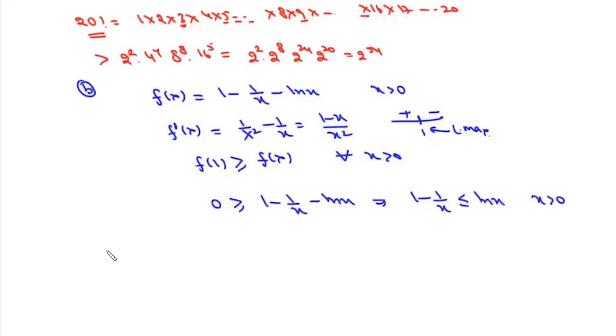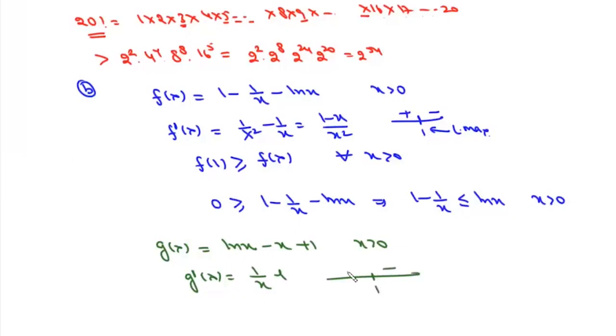And for the other one, we'll assume another function, say g(x), which is log x minus x plus 1 when x is greater than 0. Again we'll find g dash x, which is 1 by x minus 1, and again we'll have a maxima at 1. So for this function also, g(1) will be greater than or equal to g(x), and g(1) here is 0. So again 0 is greater than or equal to log x minus x plus 1. So from here we can say log x will be less than or equal to x minus 1 whenever x is greater than 0.